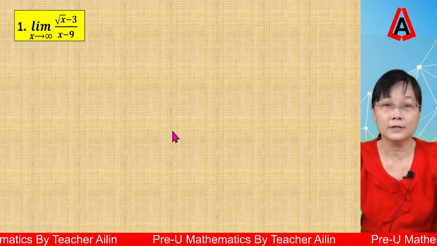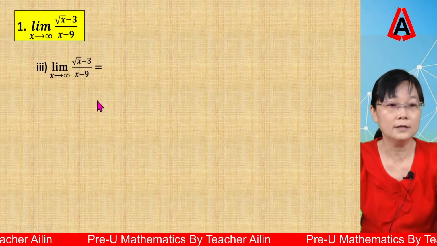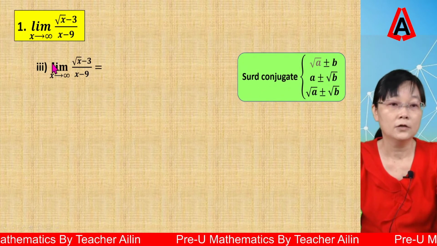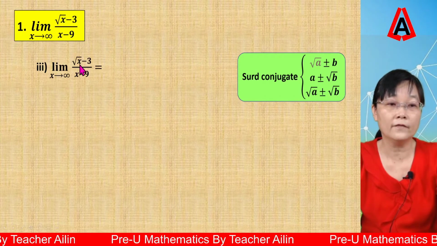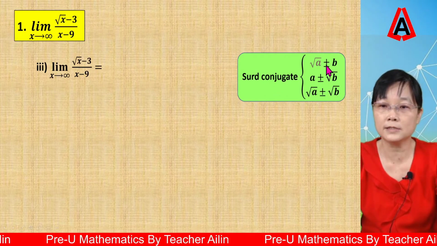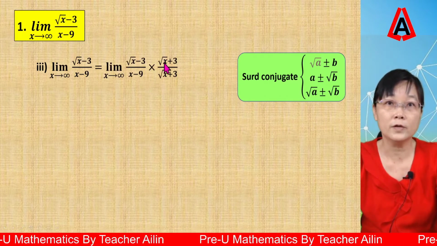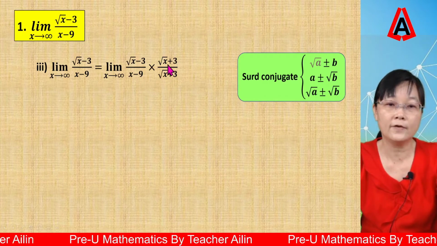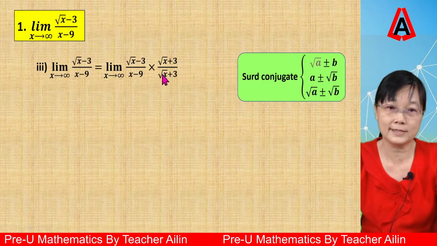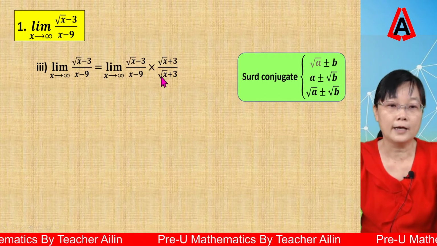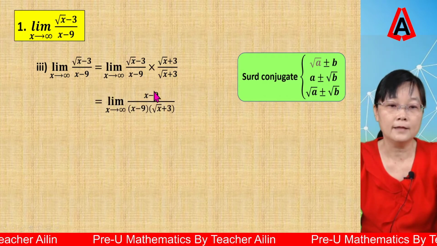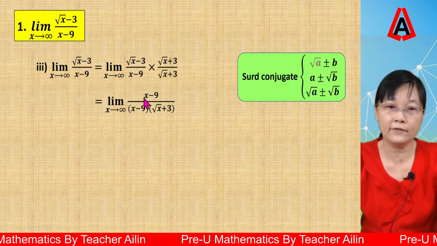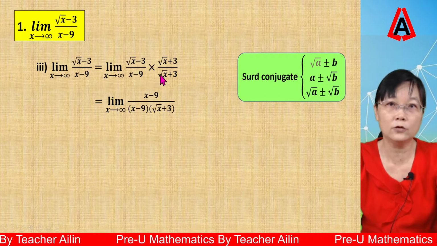Then for the third method, I can use the conjugate. Notice that square root of x minus 3 is the conjugate of square root of x plus 3. So I multiply the function by the conjugate. Then I try to simplify. After simplifying, I'll get something like this. Notice that when you simplify, do not expand the denominator.